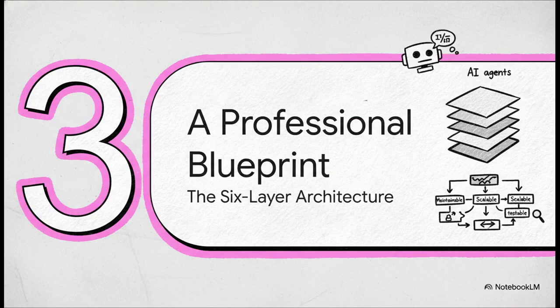Okay, so we've covered the what. Now let's get to the how. If you want to build an agent that's maintainable, scalable, and actually testable, you need a professional architecture. This 6-layer blueprint is that plan. This is really the heart of how you build your first components.